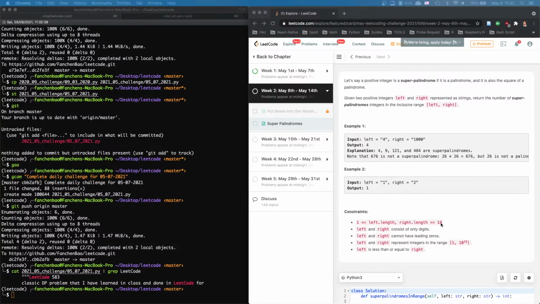We're talking about a maximum of 73,000 checks, and each check we just square it, and then see if it's a palindrome. If it's a palindrome, the palindrome will be maximum 18 digits. So basically, yeah, I think we can just brute force it.